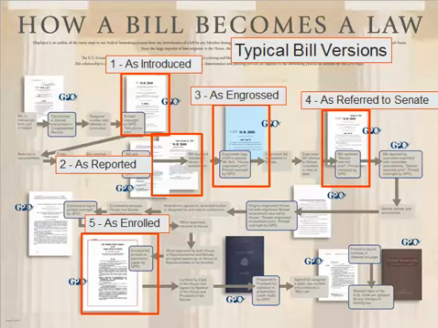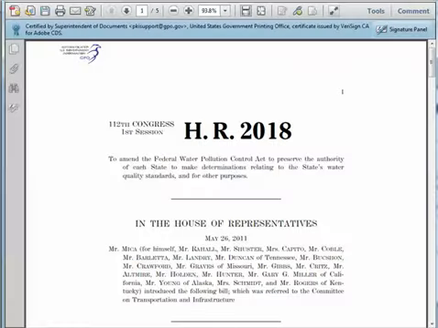Typically, a bill will be printed as introduced, as reported out of committee, as engrossed, which means as enacted by one chamber, as referred to the other chamber, and as enrolled, which is passed by both chambers. And there can be additional versions if more changes are made throughout the process. This is an example of a bill.